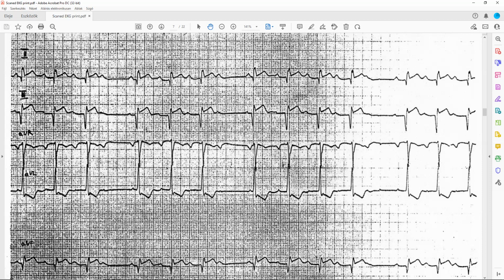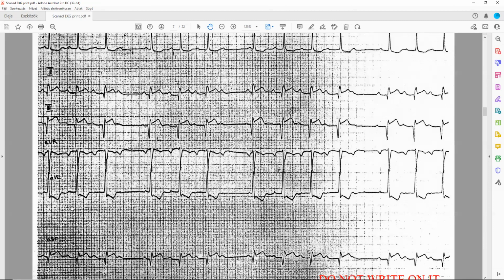No, because AVL is exactly opposite of lead number 3. That's a mirror image. If you have ST elevation in lead number 3, you should have ST depression in the opposite side in AVL. If you have ST elevation in AVL, you should have ST depression in lead number 3, because these two leads are opposite to each other. Okay, doc.